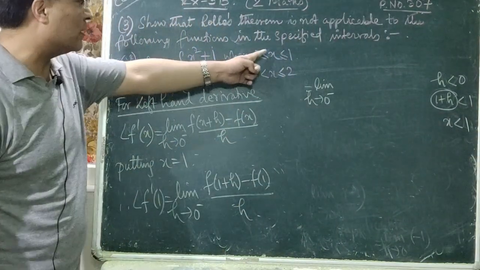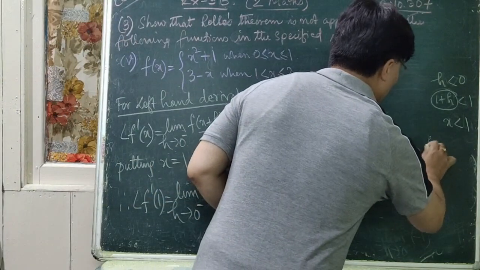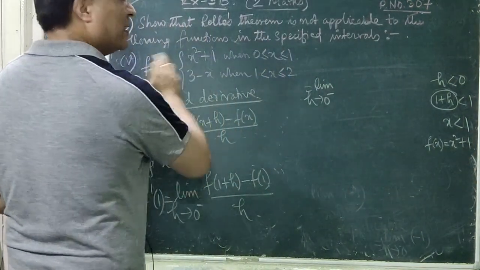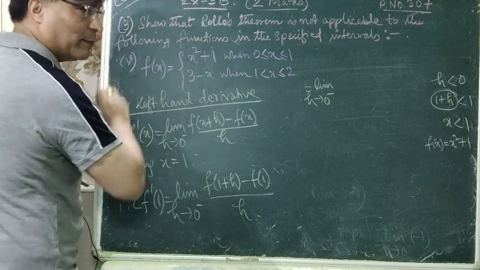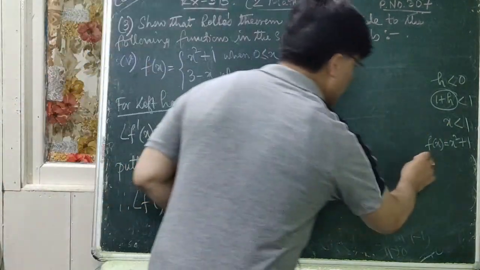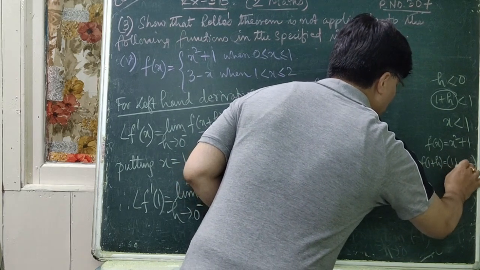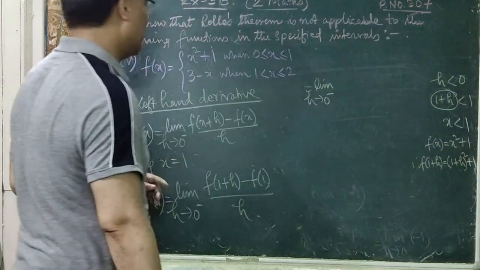When x less than 1, what is the value for f of x? It is x square plus 1. So f of x is equal to x square plus 1, right? When x is less than 1, what is the value for f of x? It is x square plus 1. Now write f of 1 plus h. So what is f of 1 plus h? Now it is 1 plus h whole square plus 1.